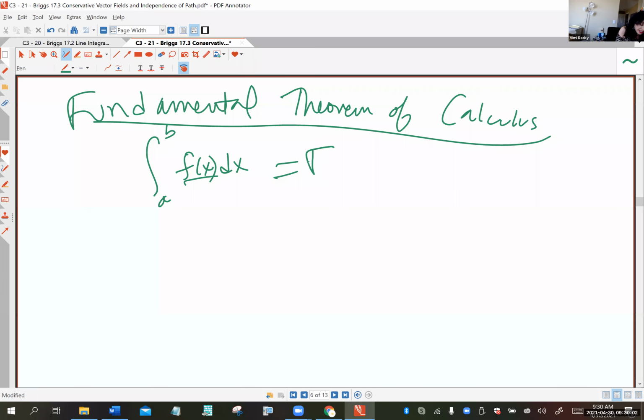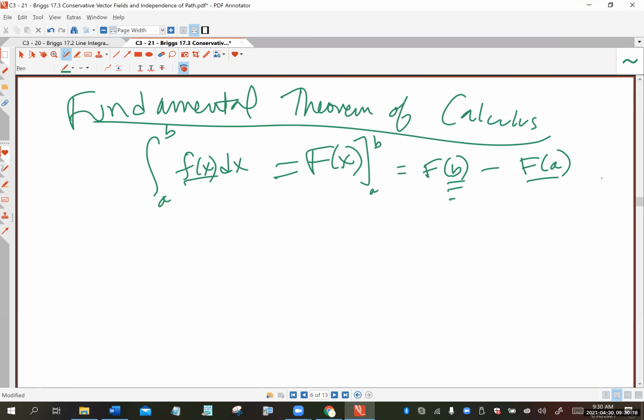You first have to get an antiderivative. We'll call it big F. And then you evaluate it between the limits A and B. The fundamental theorem of calculus tells you that you first evaluate it at the upper limit, and then minus the lower limit. And we're done. Now, that's part one of the fundamental theorem of calculus.